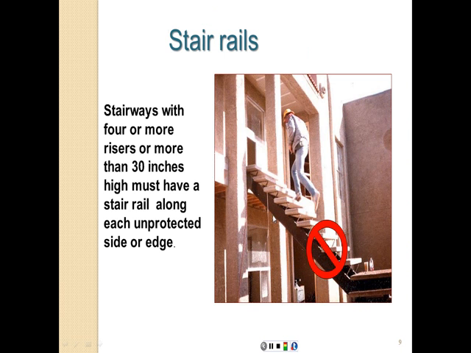Another picture, stairways, the same clause here, the same condition. We have here more than four steps, and it's open from both sides. The difference in elevation definitely is more than 30 inches. So again, there's a hazard of falling and tripping and slipping on this stair. The landing as well.